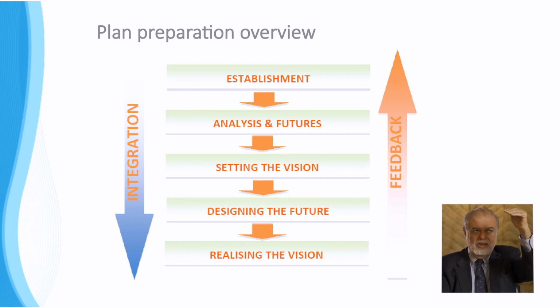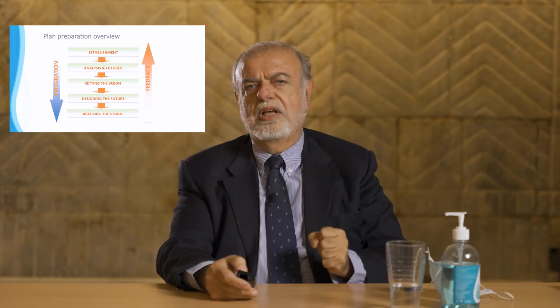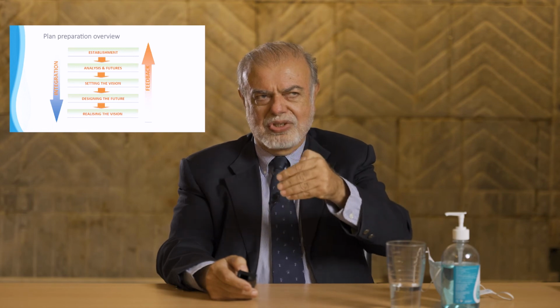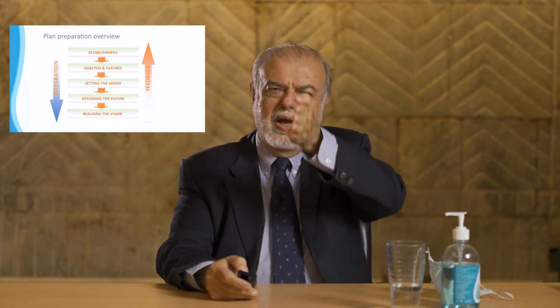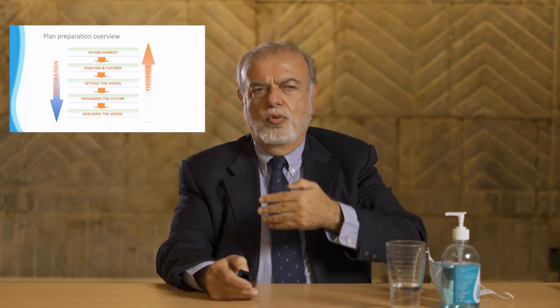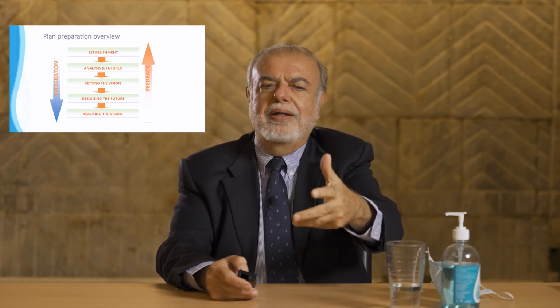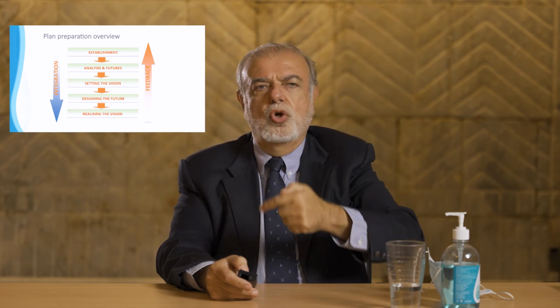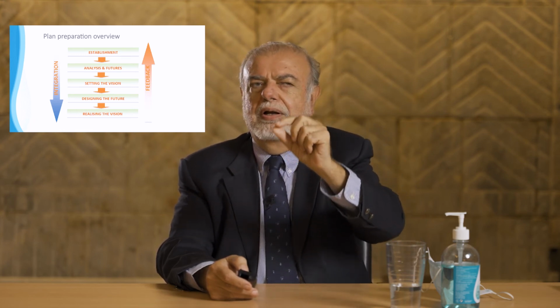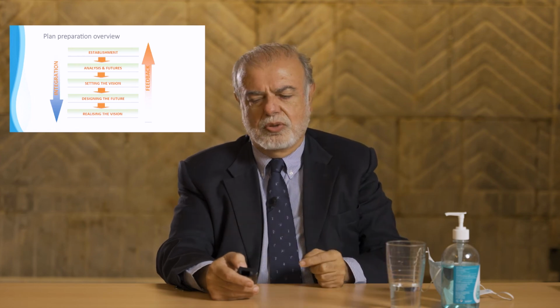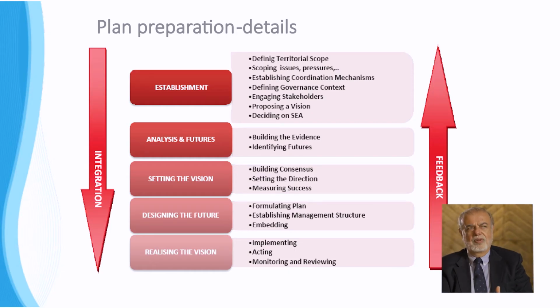Getting from the establishment to realizing the vision, I deepen the integration. I go deeper into integration, bringing the different policies together. At the same time, I need to have constant feedback. Whenever I get to the next step, I understand if something was not proper in the first step, and I make the necessary adjustments. I prefer not to get into the different parts in detail because I have each step described here.